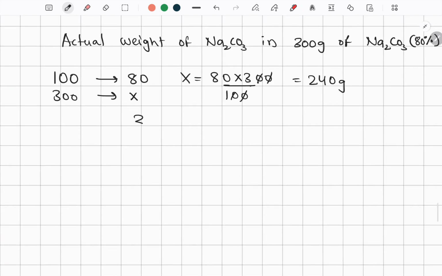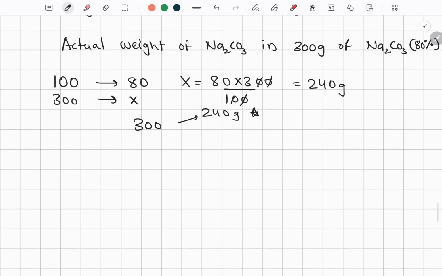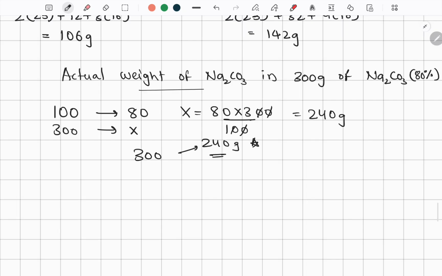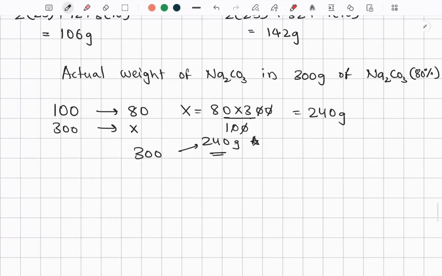So sir, out of 300, 240 gram is pure and the rest 60 gram was impurities. We have to focus on this part. So now we have calculated the actual weight of Na2CO3 in the 300 gram of impure Na2CO3. Now we can use the unitary method.